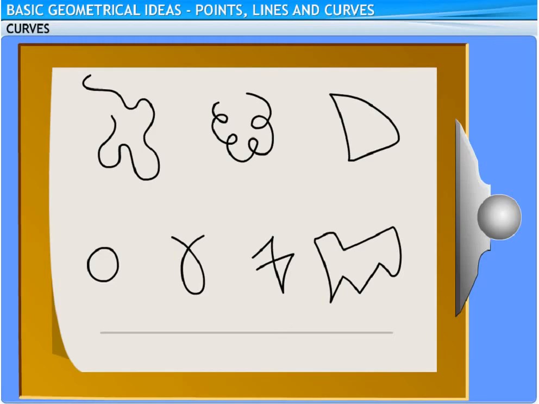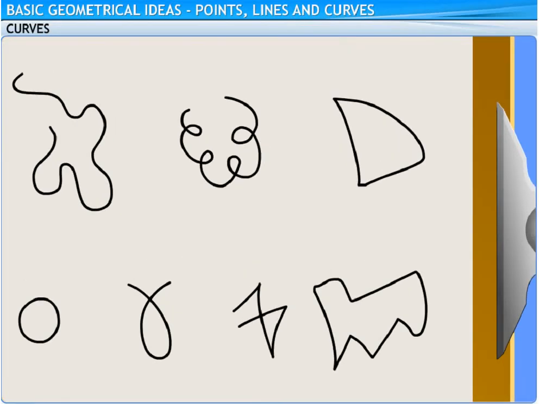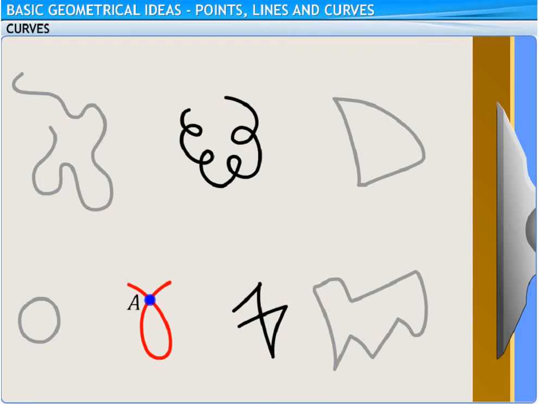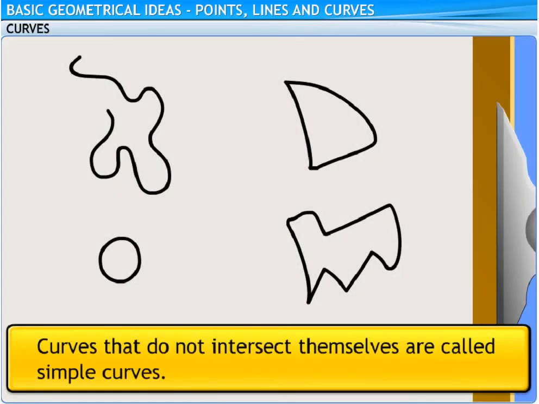Now, let's focus on just the curves. Can you see a difference between them? In these curves, the paths traced by the curves do not intersect, cut, or cross at any point. Now, look at these curves. The path of this curve intersects at point A. The path of this curve intersects at point Q, while the path of this curve intersects at multiple points. Curves that do not intersect themselves are called simple curves.